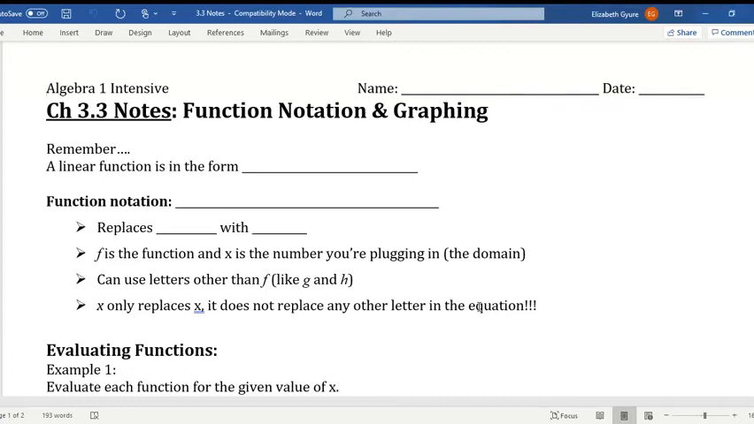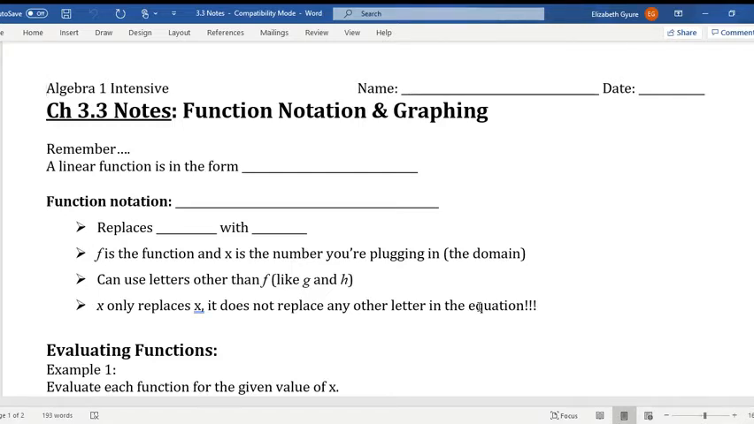First e-learning Wednesday, we're going to be looking at our 3.3 notes, which is function notation and graphing. These notes are in your Chapter 3 packet, and they are linked in the module if you did not get a packet. Remember, if you'd like one, they are available for pickup in the main office.